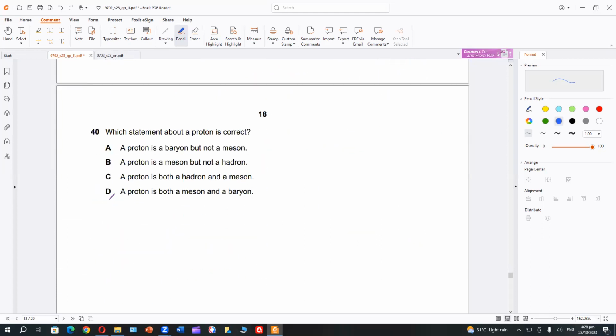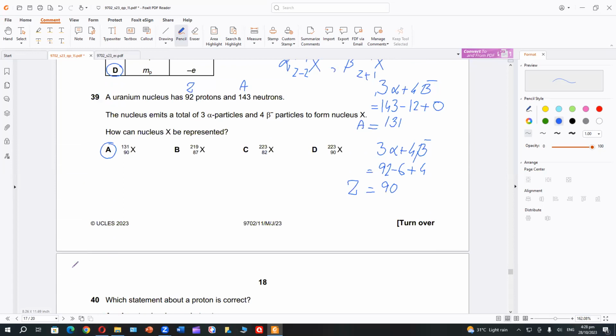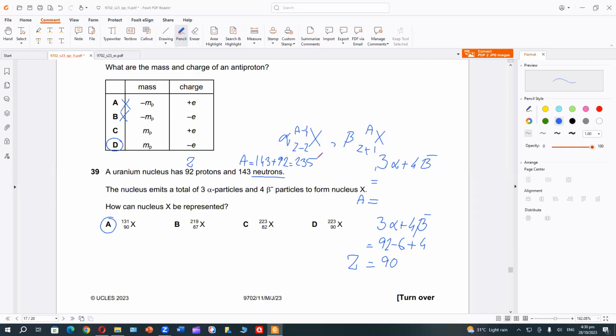Oh, wait, sir, the answer for the previous one is D. So 235 minus 12 plus 0. It will be 223. That was a big mistake. 220. 223.